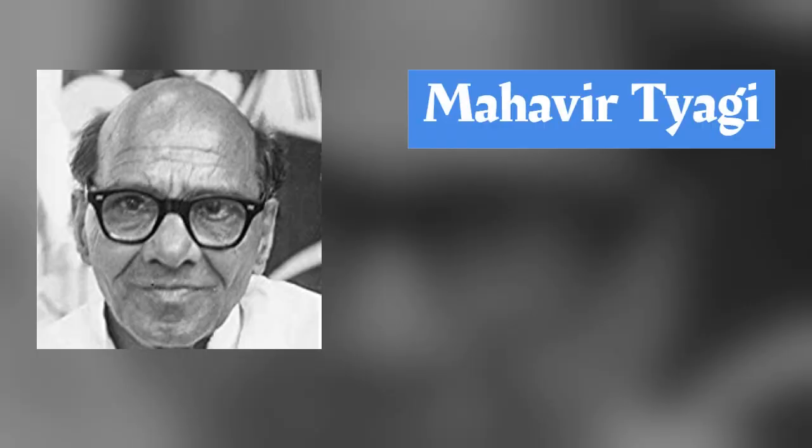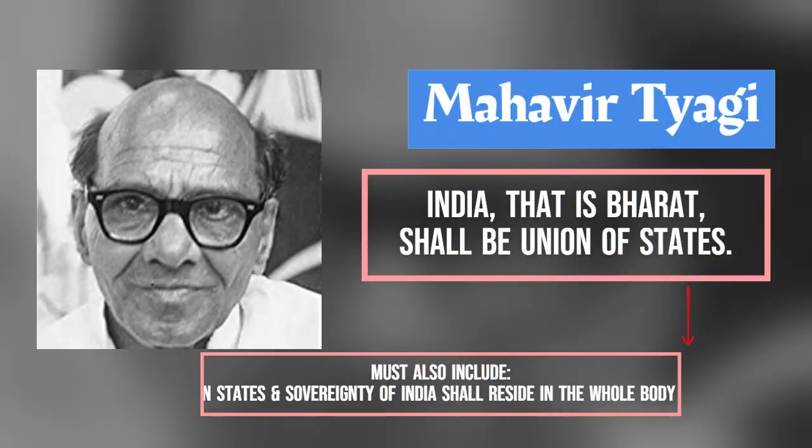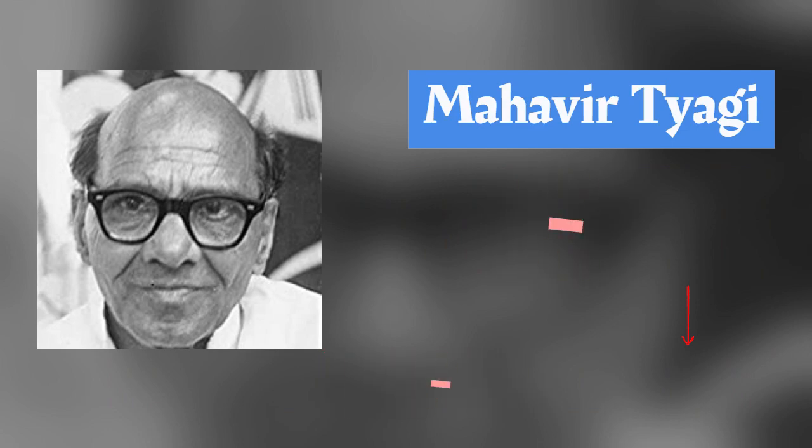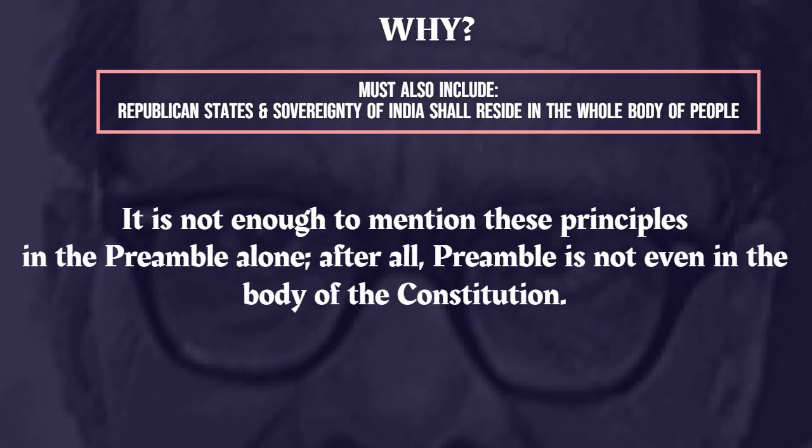Mahavir Tyagi moved a motion that republican states and sovereignty of India shall reside in the whole body of people must be present in Article 1. He states that such ideals should not be limited to preamble alone.